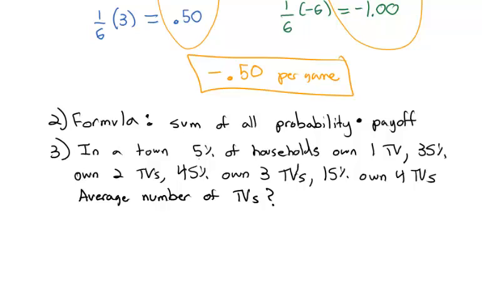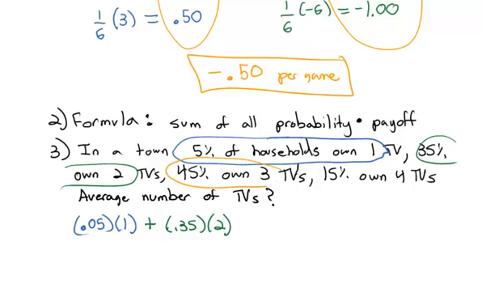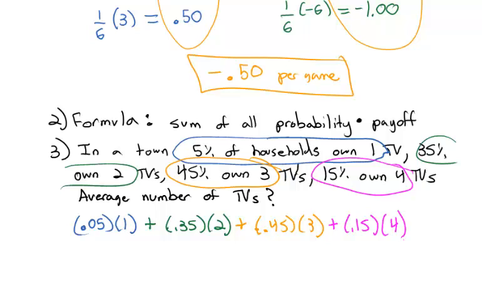So the first probability, 5% own 1. So that's 0.05 times 1. Probability times the payoff, the number of TVs. 35% own 2, so we'll add 0.35, the probability, times the payoff of 2 TVs. 45% own 3, so the probability of 0.45 times the payoff of 3. And finally, the 15% own 4, so we'll add the probability, 15%, 0.15, times the 4.